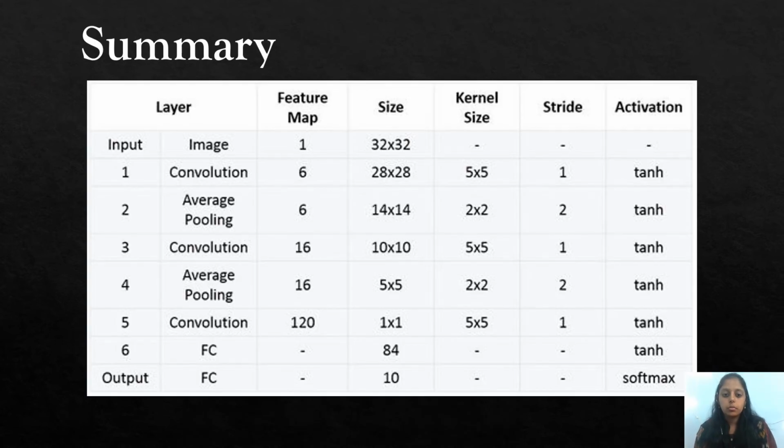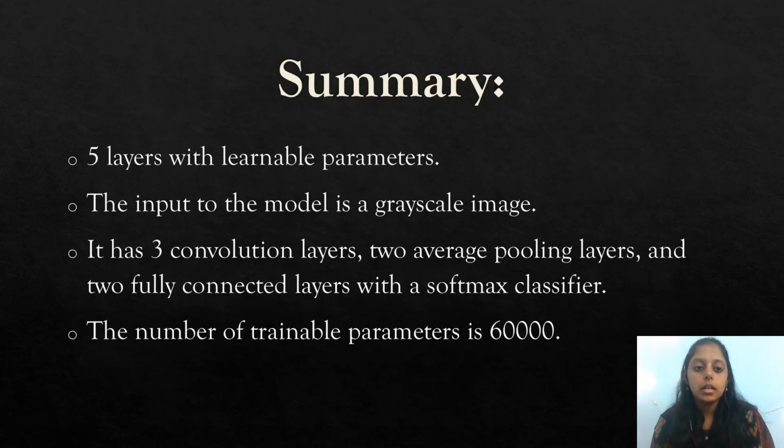So this is a summary of what we have learned. In the last layer, we have used softmax and the size is 10. As I have said, the 10 classes are from 0 to 9, which represent each digit. Coming to the summary, we have 5 layers with learnable parameters. The input to the model is always a grayscale image. It has 3 convolution layers, 2 max pooling or average pooling layers, 2 fully connected layers with a softmax classifier. The trainable parameters are about 60,000.